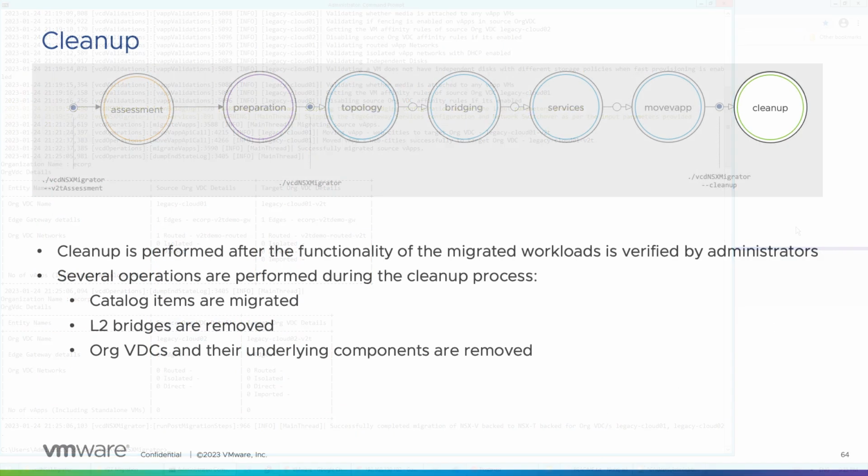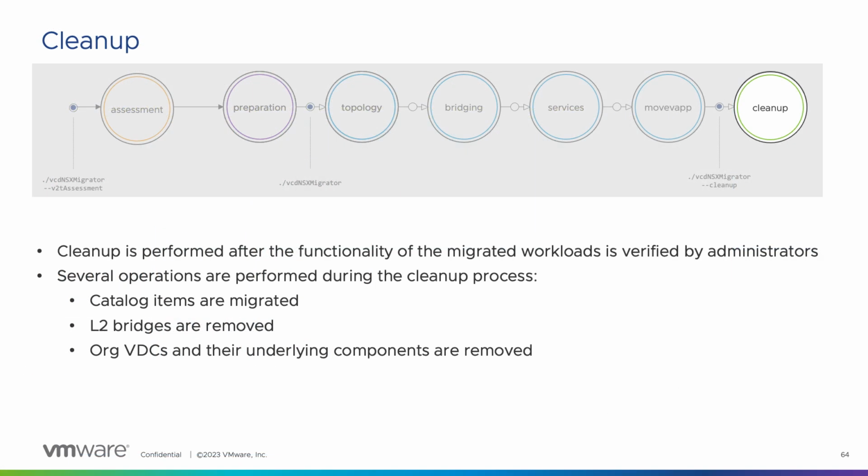Thanks, Matt. Now that everything in our two org VDCs is migrated, the last step of the tool is cleanup. This is the time to double check the configuration and perform any tests necessary to deem the migration successful. The cleanup step migrates all catalog items, removes layer 2 bridges, and removes the source org VDCs.